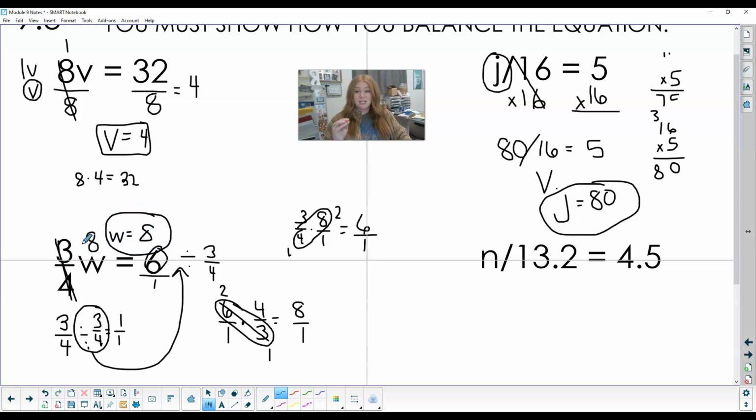So when you see that fraction times, you want to do the opposite. Divide, bring it to the back and divide. Copy dot flop if you need to. Okay, last one for this section.